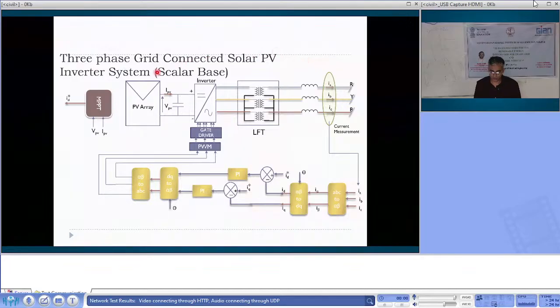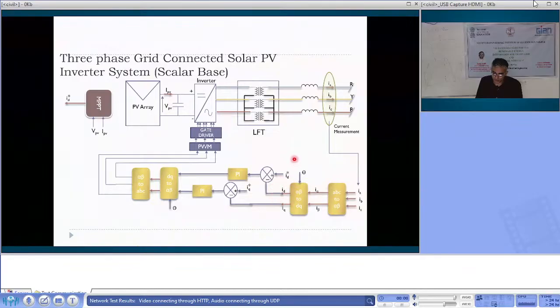you have the inverter system connected to the grid through the low frequency transformer, and this is the control system. We are more focusing on the control system here. We have the ABC component, the current, that is converted into alpha beta component, and alpha beta is converted to DQ component. If you see the waveform of the ID, you'll find that it is not varying with time, so it is like a DC waveform.